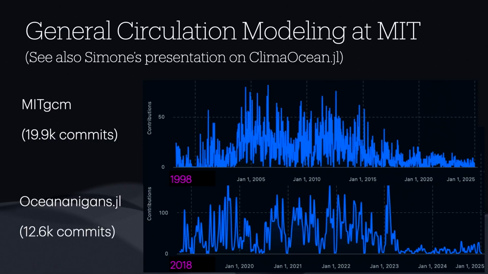I'm not going to say that much more about these graphs, although I found them kind of fascinating the way they go up and down. I was told yesterday that the tapering down that you see on the Oceananigans side has to do with the use of squash commits as opposed to a reduction in effort. So it's just more code for fewer commits in a way.